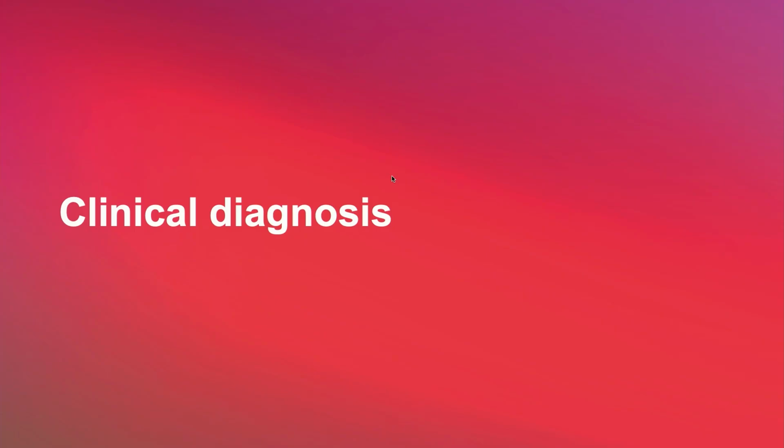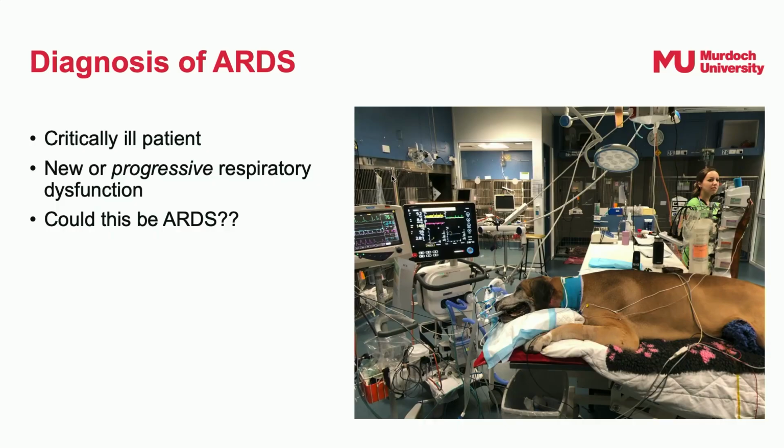So how do we clinically diagnose this condition? Like I said, this is not something where there is a specific diagnostic test. Instead, it's something that we need to be aware of as a possibility in all of our critically ill patients that might develop a new or progressive respiratory dysfunction. If there are signs of new or progressive respiratory impairment in a patient that has a severe underlying illness, it is worthwhile going through the criteria to think about whether this could be ARDS.